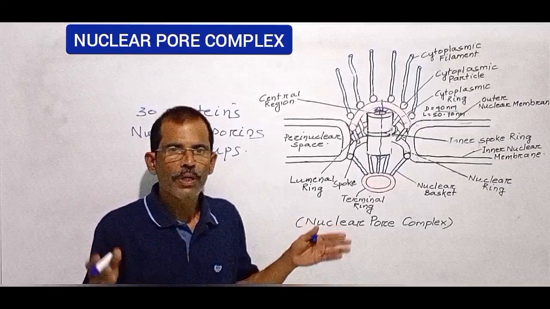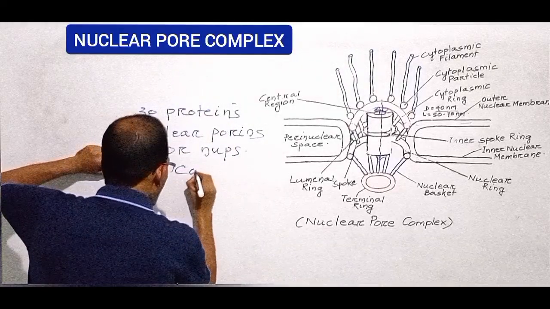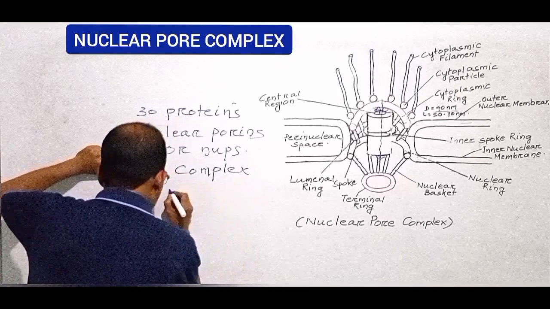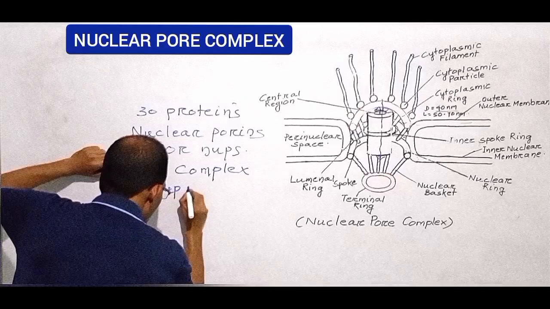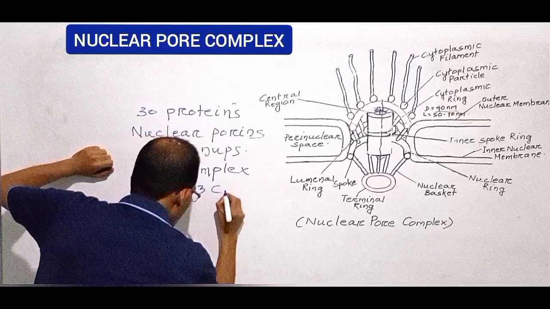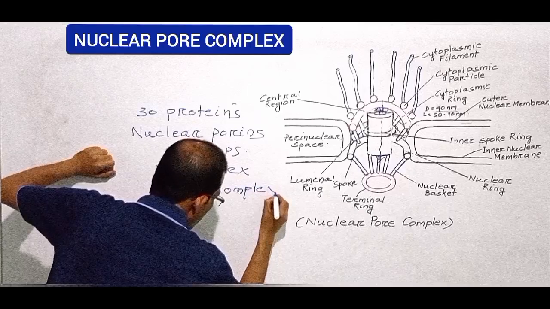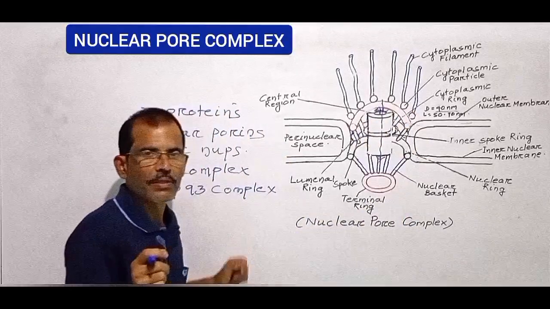Two multiprotein complexes, one is the 10-member Y complex and the other is NUP93 complex, make up the scaffold of the nuclear pore complex.